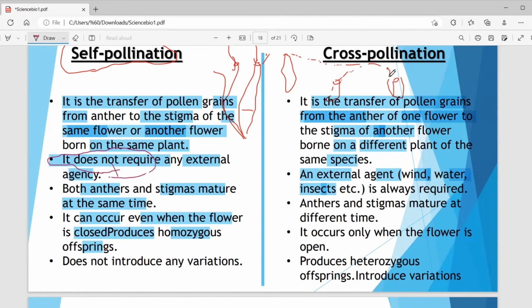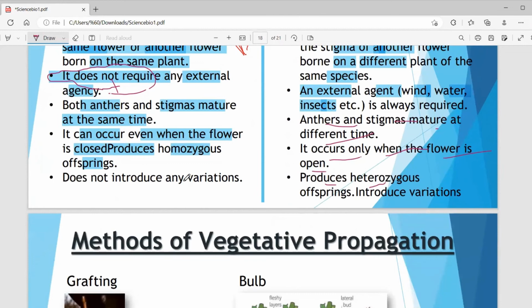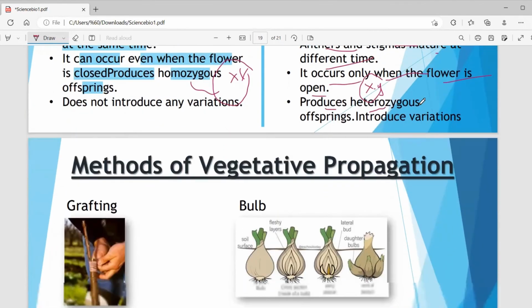But in cross-pollination, you need anthers and stigma that mature at different times, and it occurs only when the flower is open. So in cross-pollination, flowers should be open and produce heterogeneous offspring. This is homogeneous, so just you can see XX. This is X and Y. This is heterogeneous, that means different colors. So mix the purple and the red, mix the white and the green, likewise.